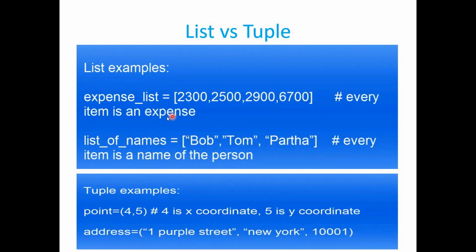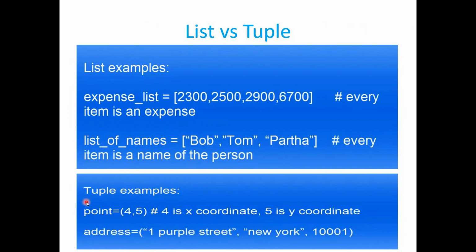And coming to the other example, a list of names. So Bob, Tom, Partha. Here again, every item or every element is the name of a person. The point is very clear. You have to use a list whenever you want to have elements of the same type.